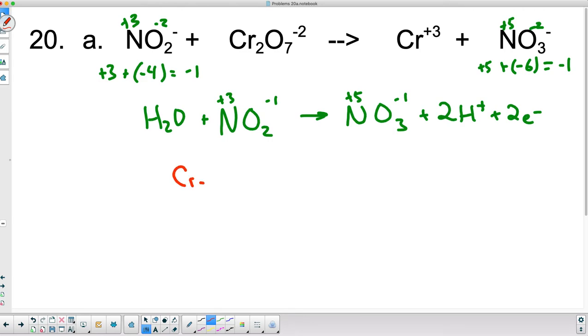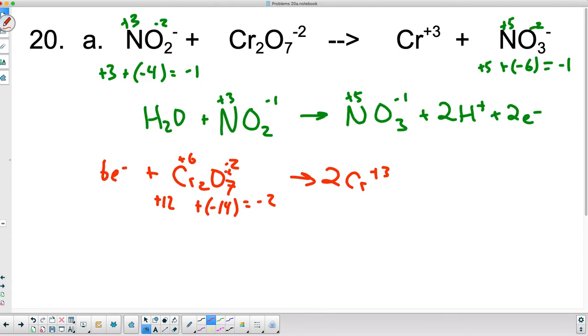Now let's do the reduction for the other one. Cr2O7. This has to be the reduction because there's nothing else left, and that's Cr with a +3. Because this is a -2, this is going to be a -14, because oxygen's always a -2, and that equals a -2, so that means it's +12, because that's the only thing that makes this work, which means each one is a +6, but there's 2 of them. So I put a 2 here. I go from a +12 to a +6, which means that I need an extra -6.